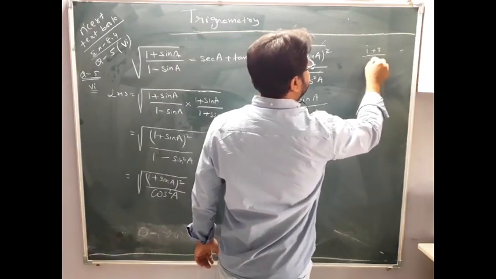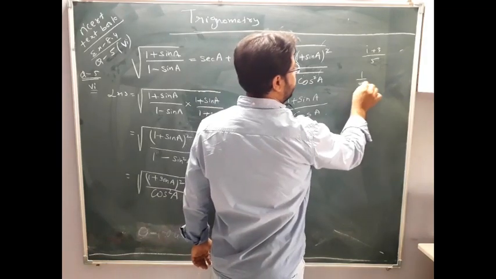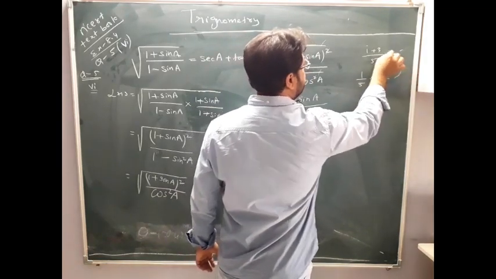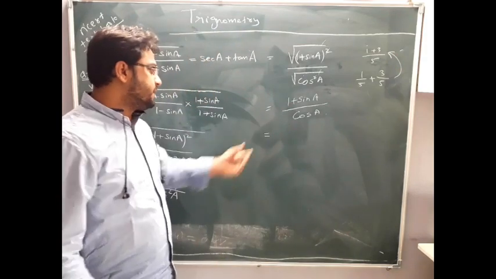1 plus 3 by 5. If it is like this, I can write it out like this also: 1 by 5 plus 3 by 5. See again, if you take LCM, the answer remains the same. So now you give separately here.